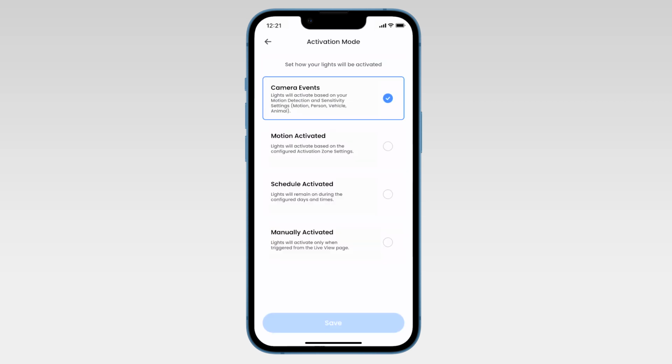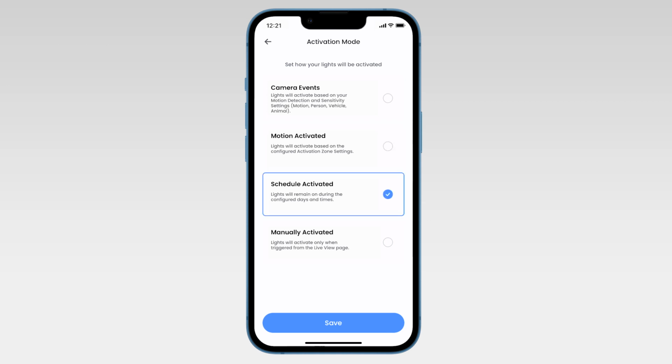Camera events means the lights will be triggered when a person, vehicle, or animal is detected during the day or night. Motion activated means the lights will be triggered when motion is detected. The lights will only turn on in the evening when there is low or no ambient light.